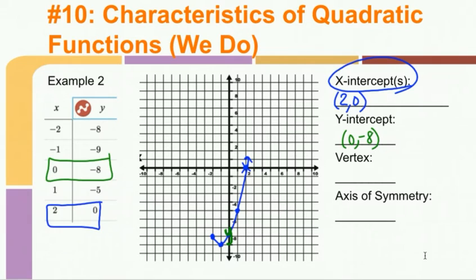Now the vertex is kind of interesting because how we know that this is the beginning of a parabola is that if you do go from left to right, there is a point already where it goes from going down to going up. And that point is this one right here. So that is our vertex, and that's going to be at -1, -9.